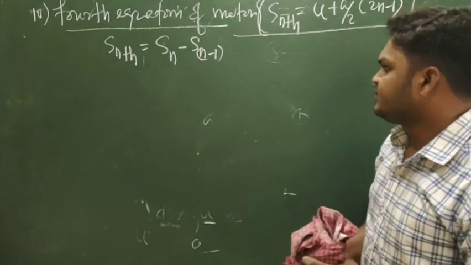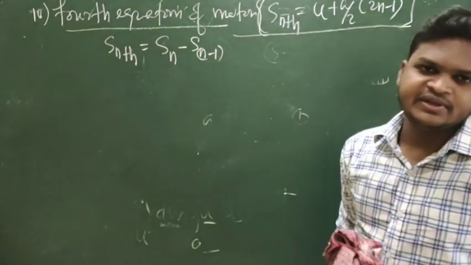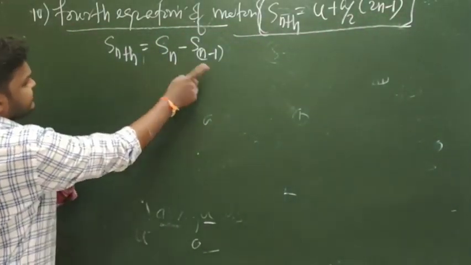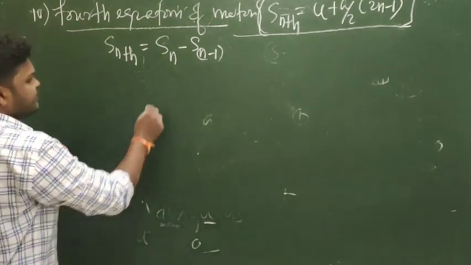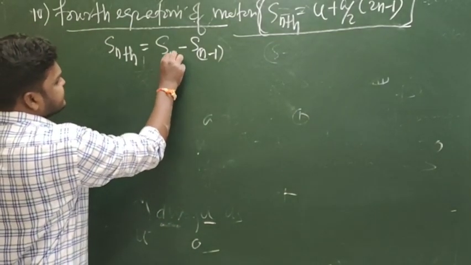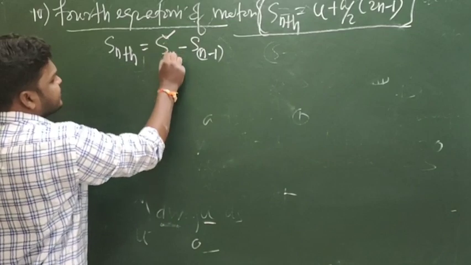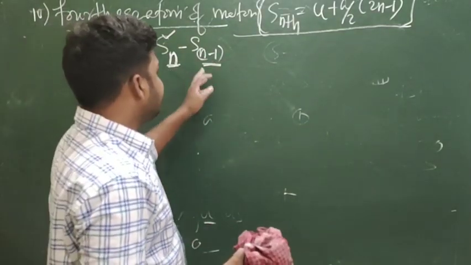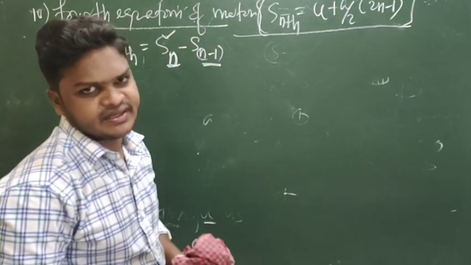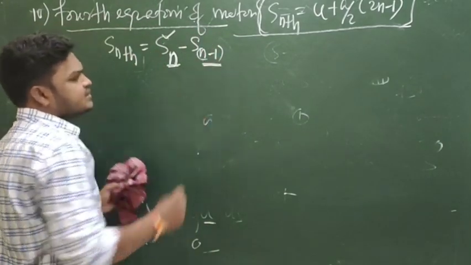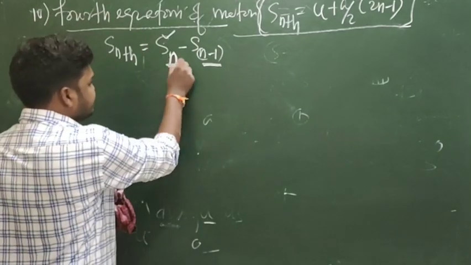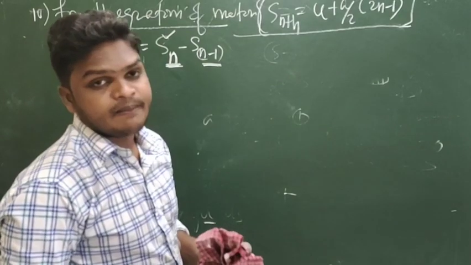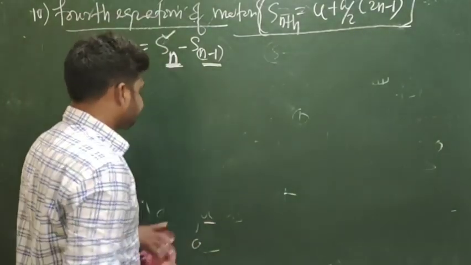If you have any doubt, then watch the previous video, then you will clear this formula. Then S n th is equal to S n minus S n minus 1. In this case, what is S n? S n is the distance covered by the body in n seconds. And what is S n minus 1? It is the distance covered by the body in n minus 1 seconds. That means n minus 1 second is the lower limit of time and n is the final limit of the time.